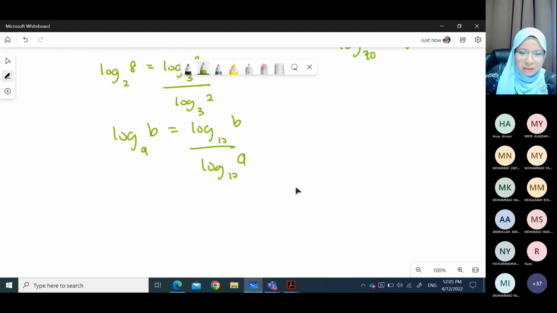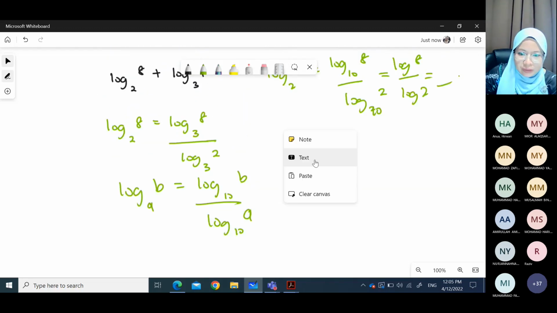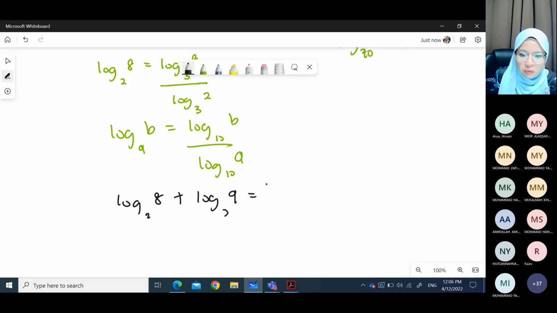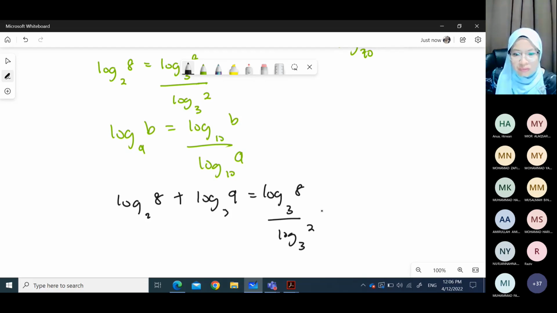Okay, so kita buat tadi yang contoh tadi tu log 2 8, kita nak tukarkan semua kepada log 3. So kita akan dapat log 2 8 plus log 3 9. So it is equivalent with log 3 8 over log 3 2 and then plus log 3 9.